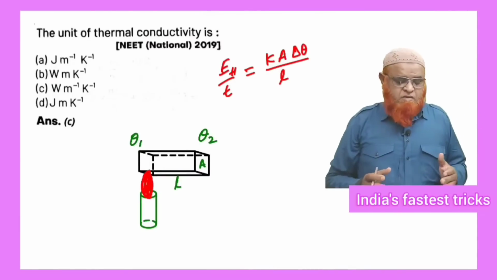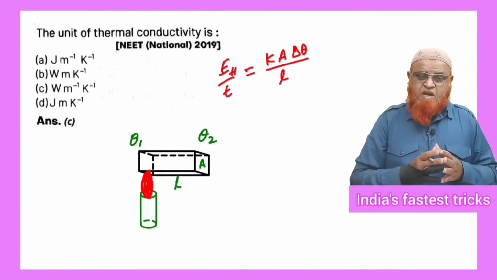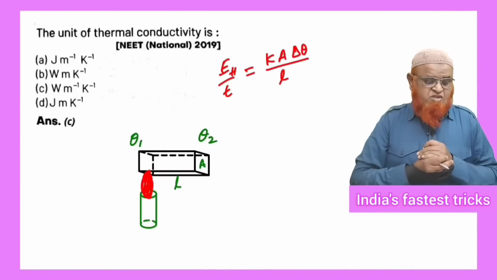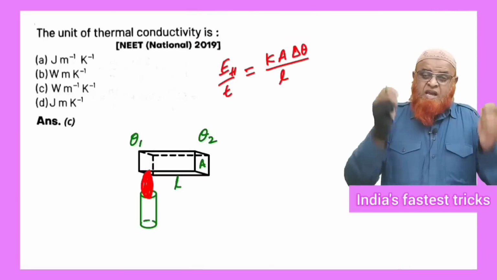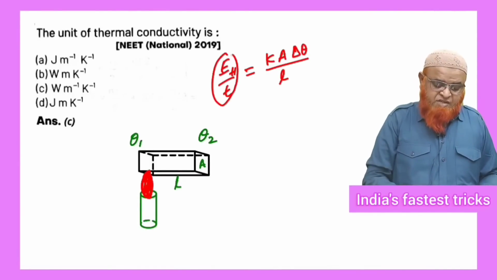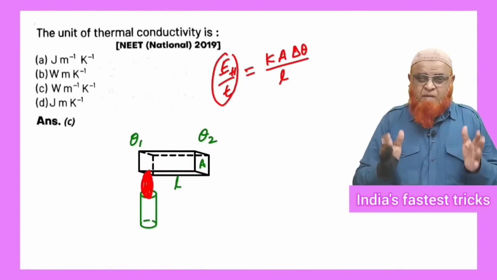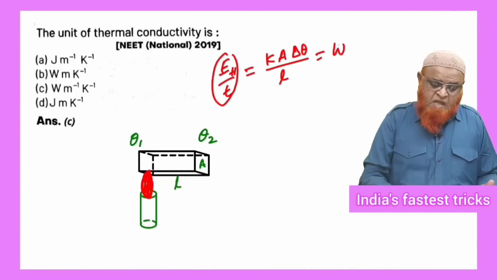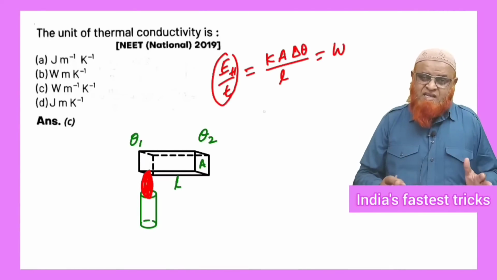My dear students, today I would like to discuss the coefficient of thermal conductivity. What is the dimensional formula for the coefficient of thermal conductivity, in the fastest method possible? You all know that heat energy by time is nothing but power. Power is nothing but work by time or energy by time, which is measured in watts. I'll take it as W here.